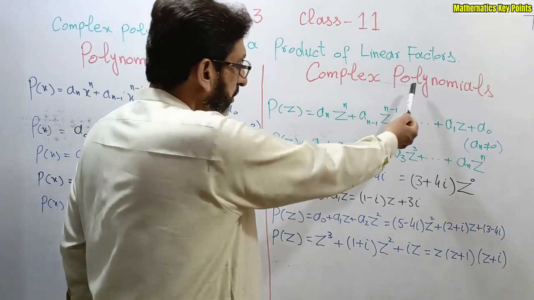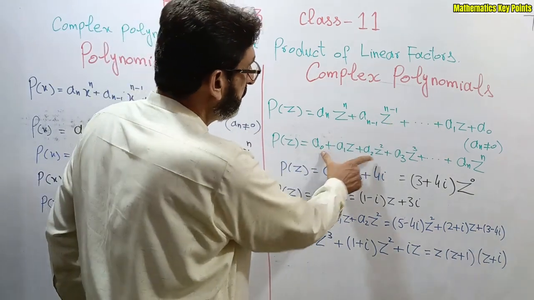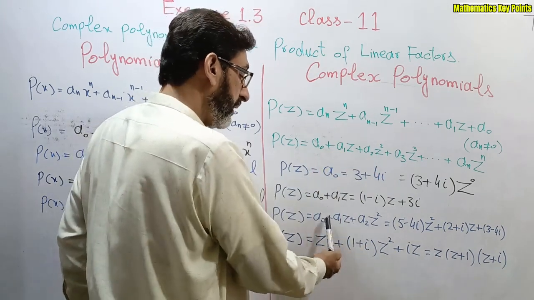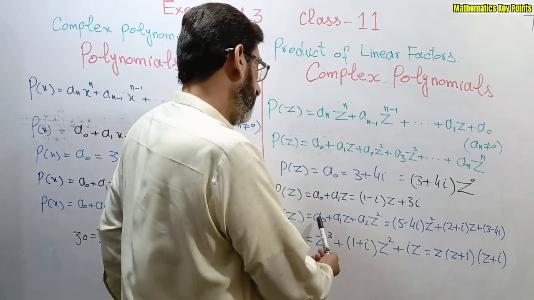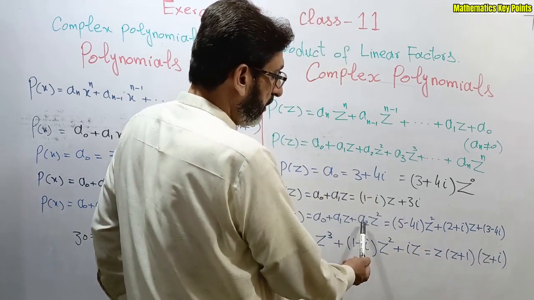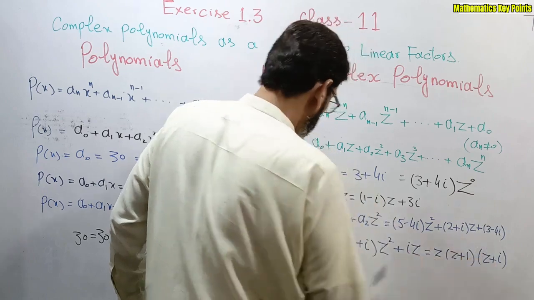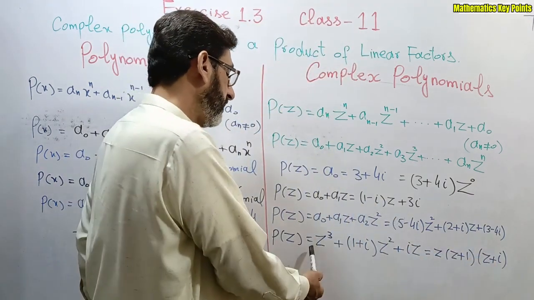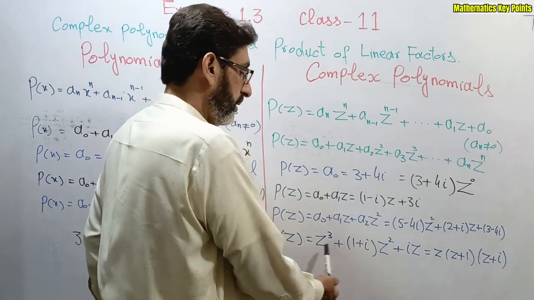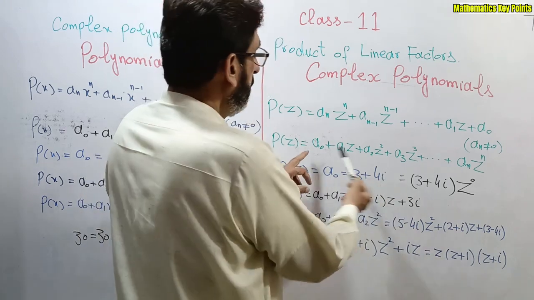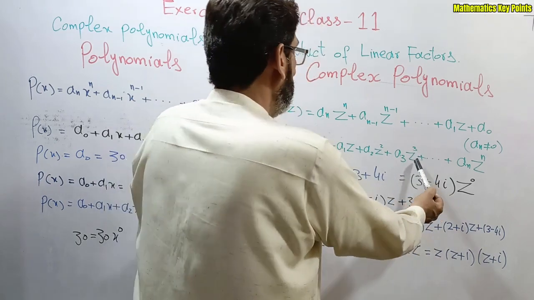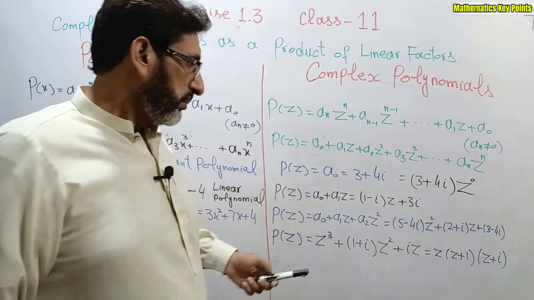And in complex polynomials, if we write the first three terms a0 plus a1z plus a2z square, this is a complex polynomial of degree 2, or we say a complex quadratic polynomial. It is an example. Here a0, a1, a2 are complex numbers. And the last example, we write a polynomial of degree 3, a cubic polynomial. Here if we write a0 plus a1z plus a2z square plus a3z cube, this is an example of a cubic polynomial.